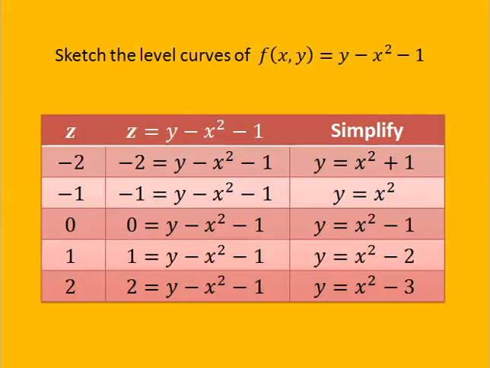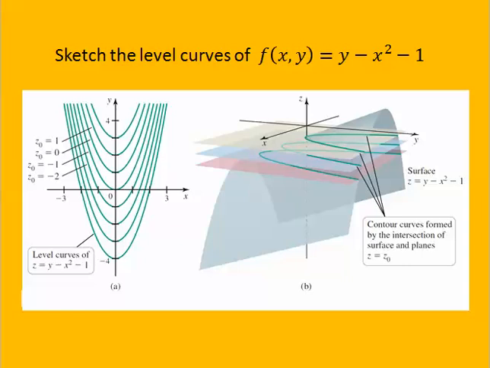These are the equations I get. Each one of these equations is the equation of a parabola. So all of the level curves are parabolas. The only difference is the intercept. Here are our level curves. Each one of those curves represents a different elevation of our surface.